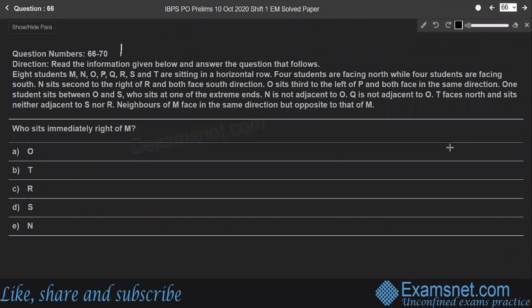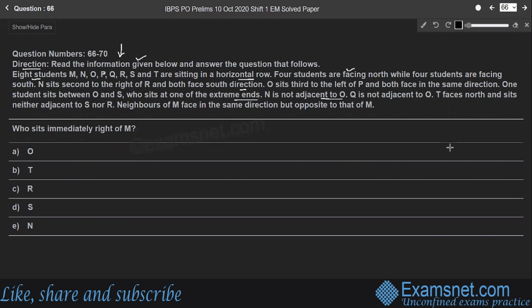Students, questions from 66 to 70 are based on the below information. Here the direction is, read the information given below and answer the question that follows. 8 students, M N O P Q R S T, are sitting in a horizontal row. 4 students are facing north while 4 students are facing south. N sits second to the right of R and both face south direction. O sits third to the left of P and both face in the same direction. One student sits between O and S, who sits at one of the extreme ends.